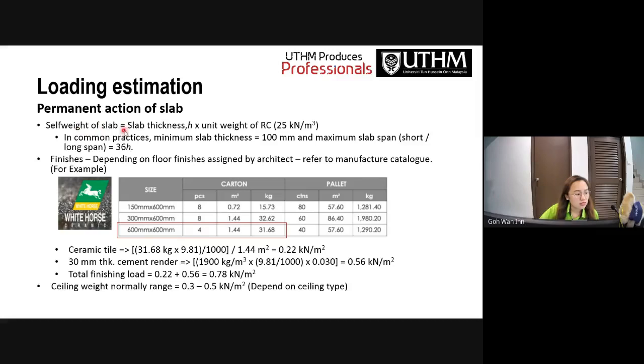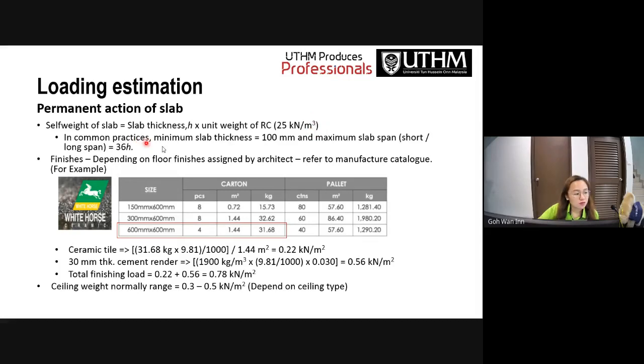So self-weight of slab is slab thickness, h, times unit weight of concrete, the RC concrete weight, 25 kilonewton per meter cube. Let's say this is grade 25 concrete with 25 kilonewton per meter cube. So h times 25 kilonewton per meter cube, you will get kilonewton per meter square, right? As I said, slab is meter square. Okay, it's only m to the power of 2.